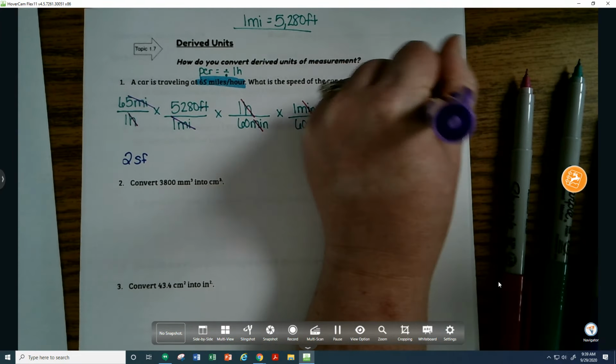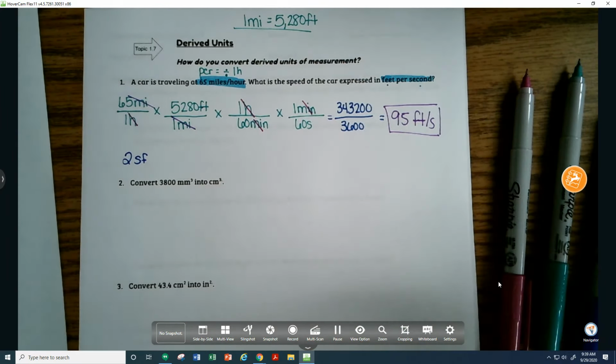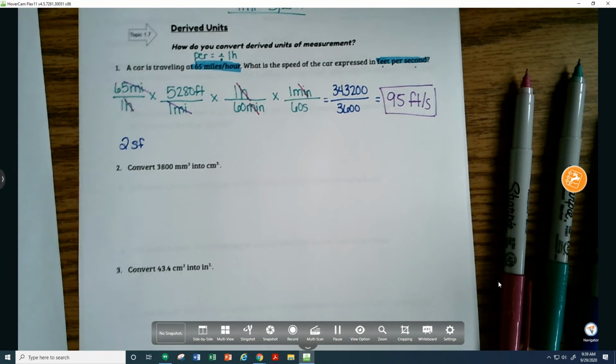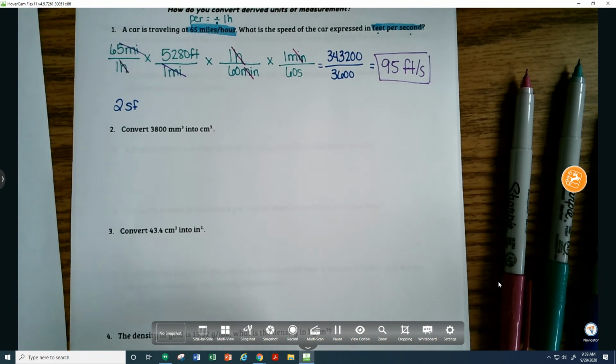And that's my final answer. In the next example, it looks more intimidating than it really truly is. So it tells us to convert 3,800 cubic millimeters into cubic centimeters.